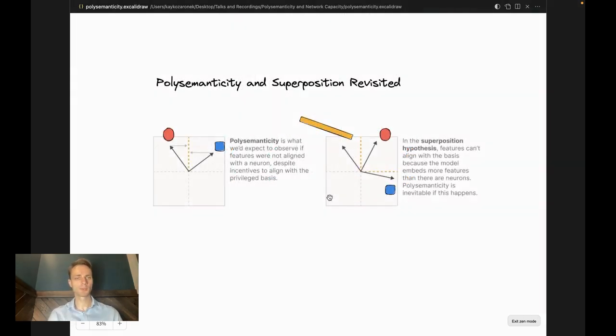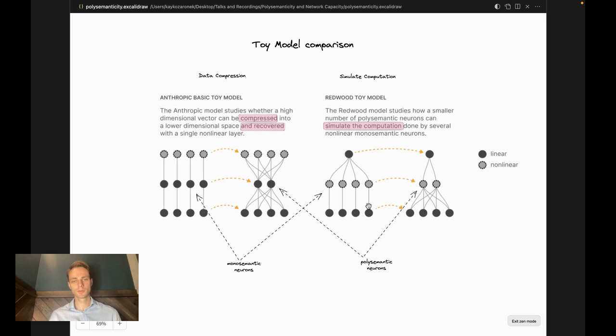Okay, so with that in mind, let's revisit polysemanticity and superposition. So as you can see here, we have this two-dimensional space, and so in theory, we could align each feature with the standard basis. So the blue feature could get the x-axis, and the red feature could get the y-axis. In the superposition hypothesis, we hypothesized that the number of features is just too high for us to embed them orthogonally in the space. So it should be obvious at this point that 3 features cannot be embedded in a two-dimensional space.